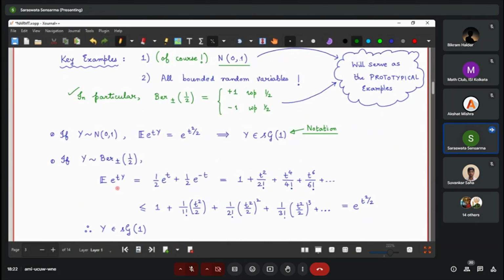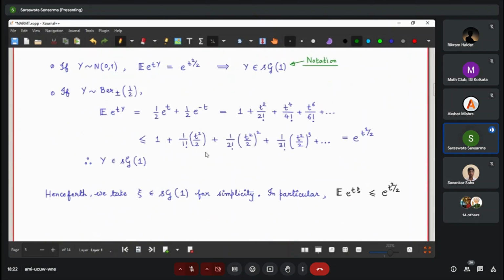It's a basic calculation. You can look at the moment generating function. This is the explicit moment generating function, and then you expand it in Taylor series and see that it's less than or equal to e to the t square over 2. And for general bounded random variables, you can do a similar thing to show that it is bounded by e to the power sigma squared. Some sigma squared will come here for some large enough sigma, but it doesn't concern us right now.